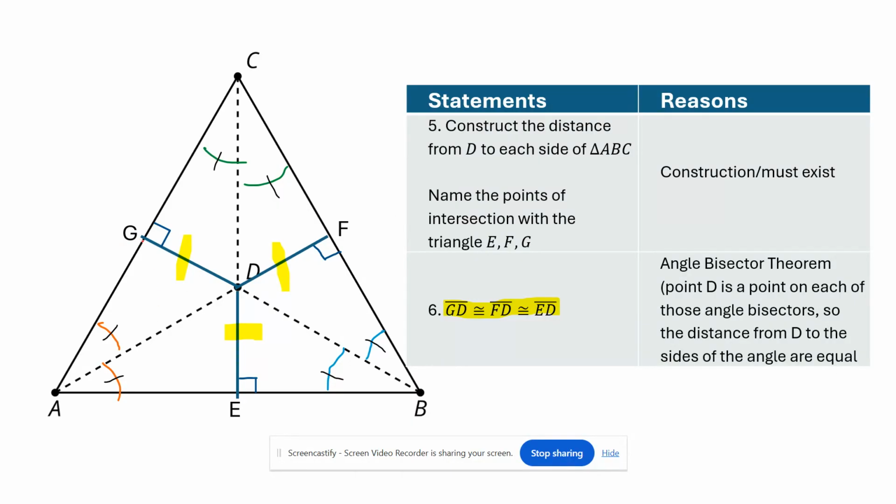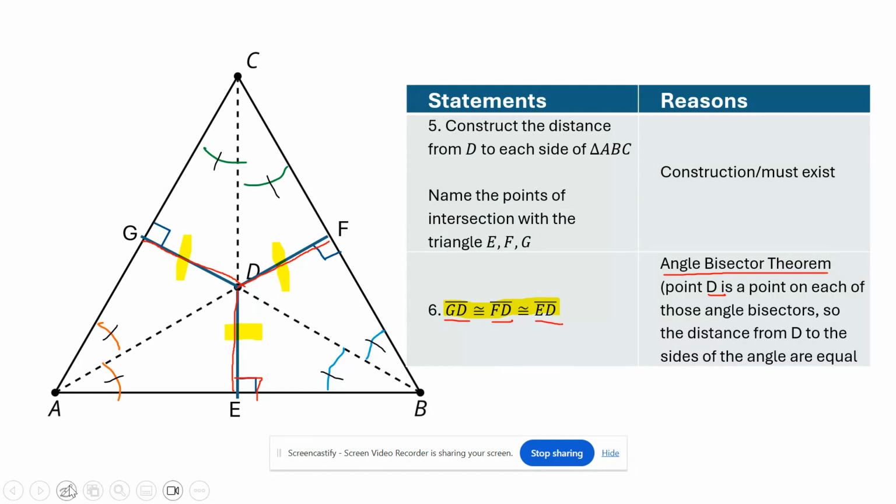Next, what you're going to do is construct these distances from D, okay? The construction must exist because it's a distance. We know that those are going to all be formed at right angles, okay? Then, because of the angle bisector theorem, which says that if point D is on the angle bisector, it must be equal distance to both of the sides of the angle, we know that each of these, GD, FD, ED, are congruent.